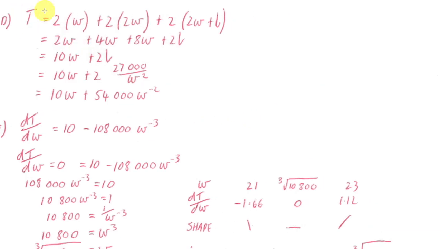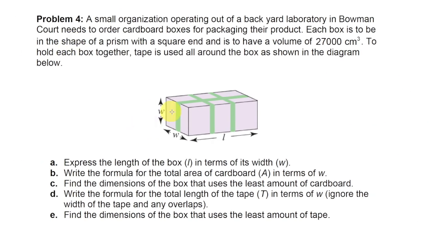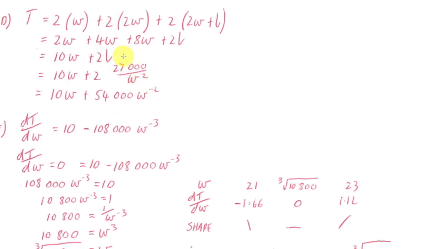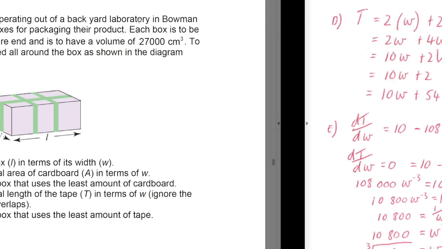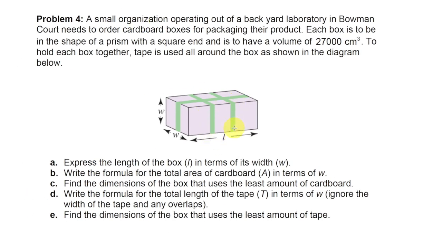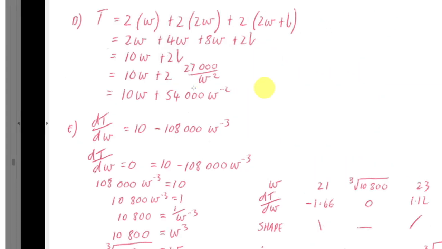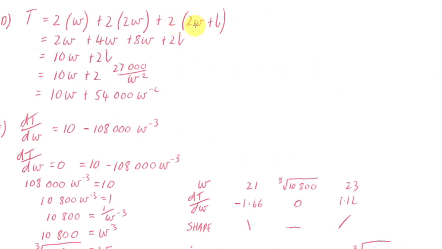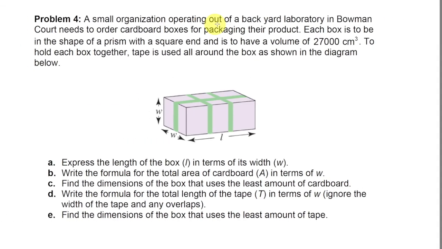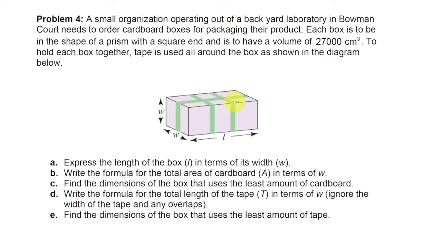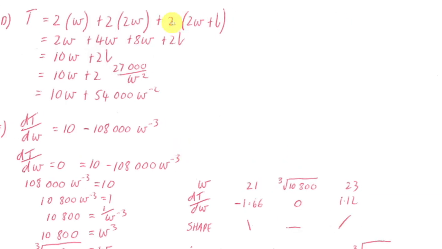For D, the amount of tape will be 2 lots of W, so that's from the left and the right, plus 2 lots of 2W, so that's the front and then the back, and 2 lots of 2W plus L. So a W, W, and L for the lid, and then that's reproduced at the bottom. So that's why we've got the 2 there. This ends up becoming 10W plus 2L.